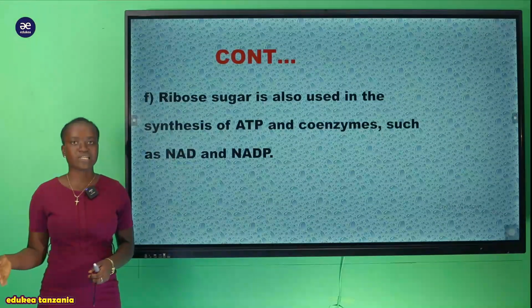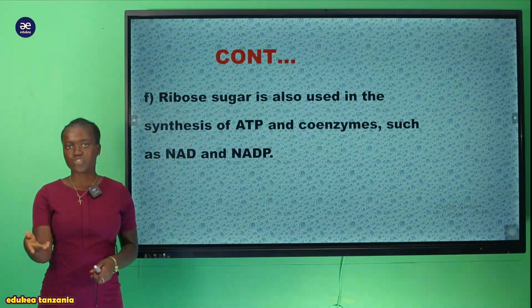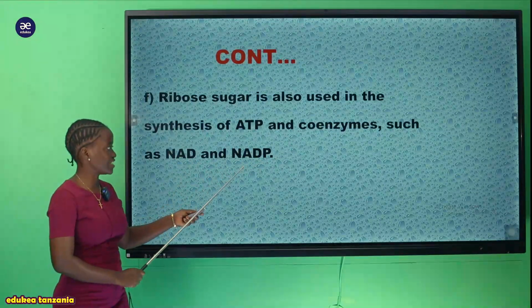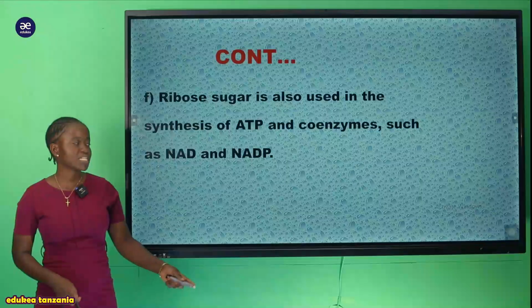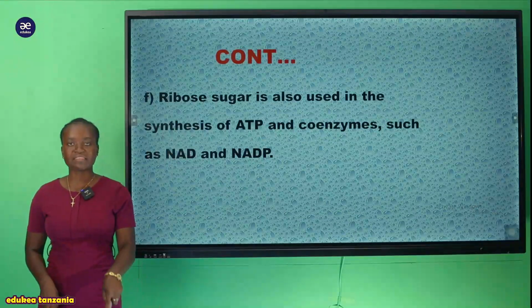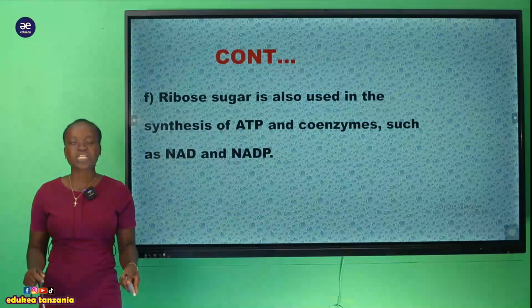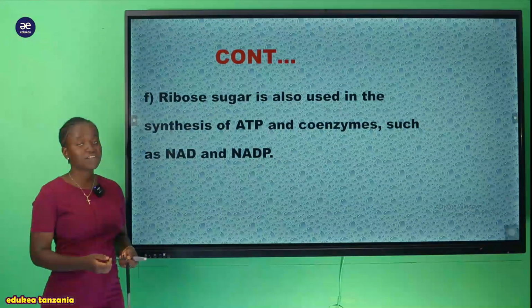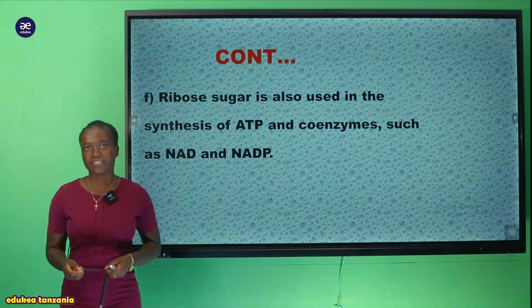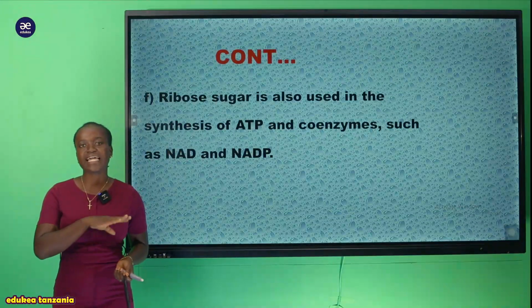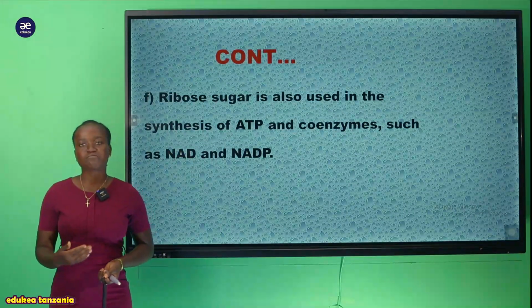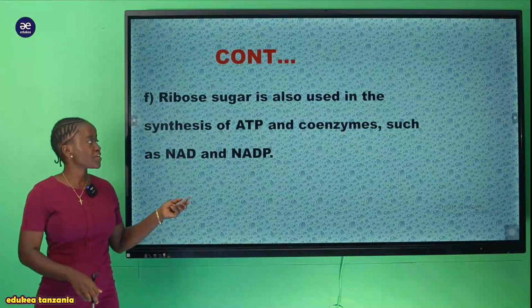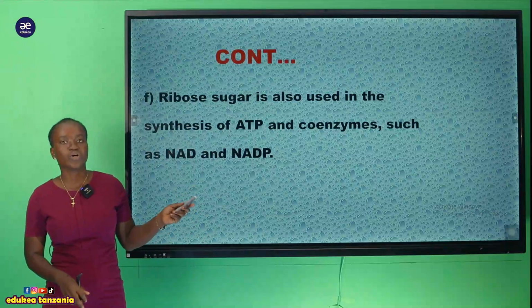So you're going to see what are the coenzymes, what are the functions of the coenzymes. And these coenzymes such as the NAD and the NADP, they are used to make the ATP that can be used in the body of living organisms. So now you can see these products, they are very essential, or very important, to make a lot of products which can be used by a living organism. So now you can see those are the functions. They are very important, so make sure that you know them.